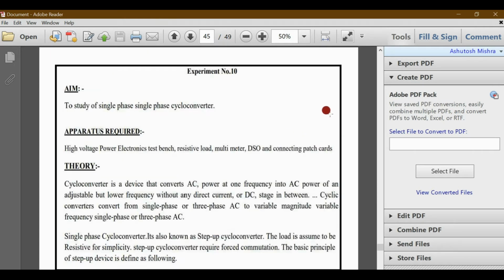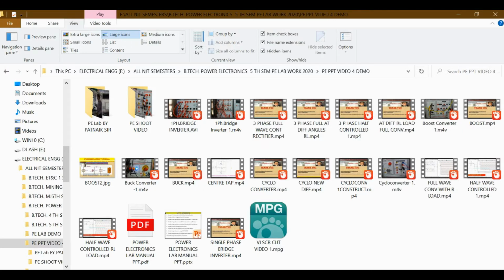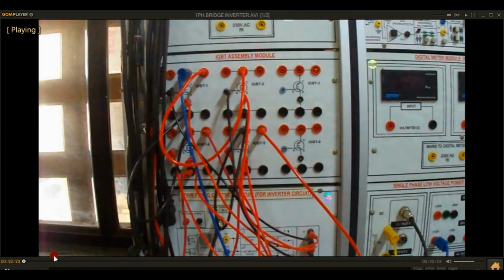Now see experiment number 10. So guys, now this is again, I am also going to play the hardware kit. You will see what the hardware kit available in the lab is. This is of the single phase bridge inverter. You see, this is the hardware kit. I have recorded the video.